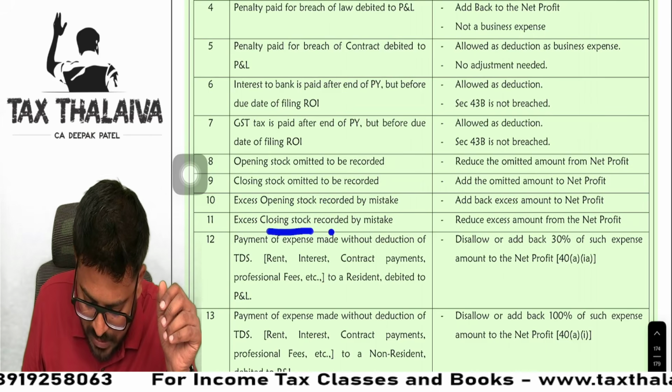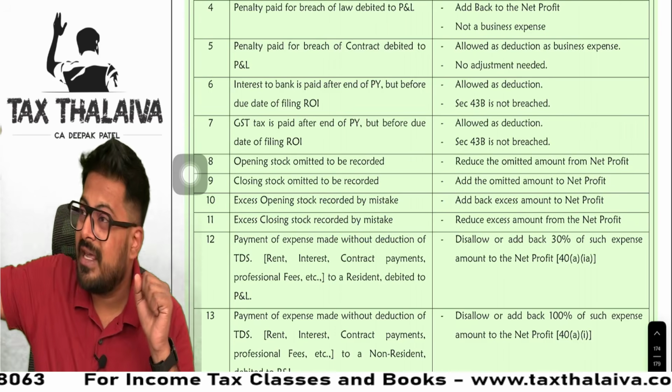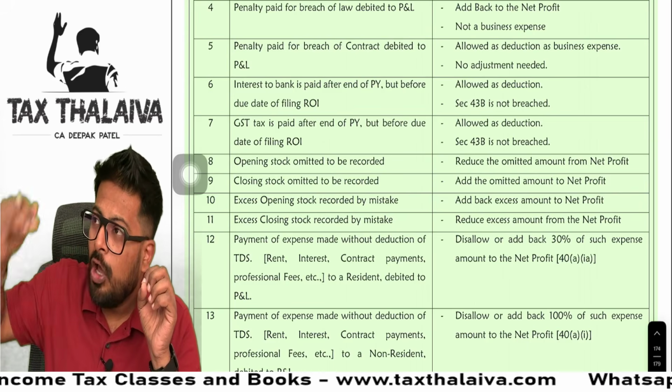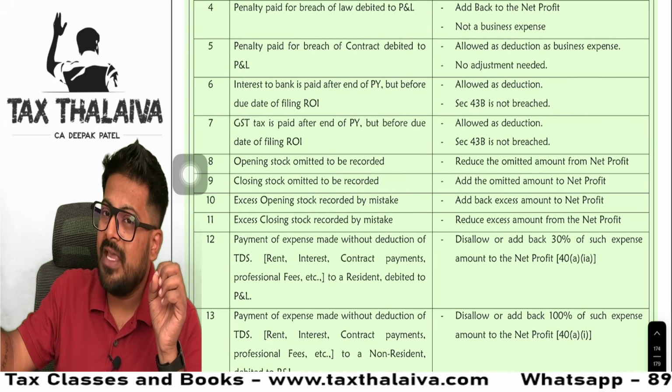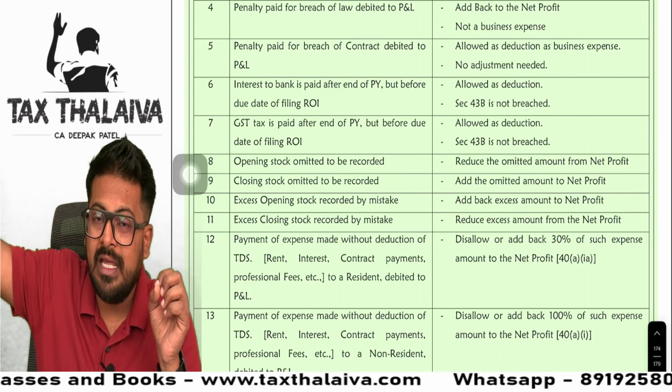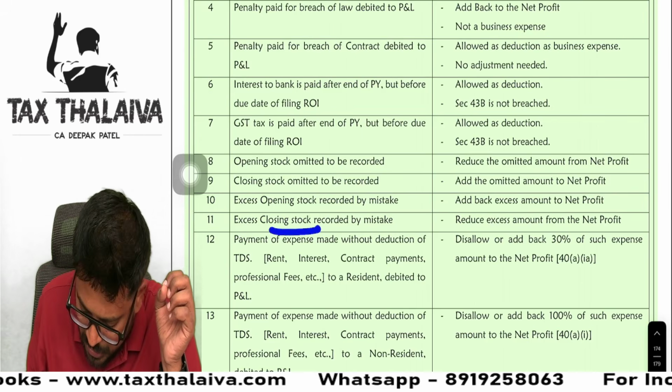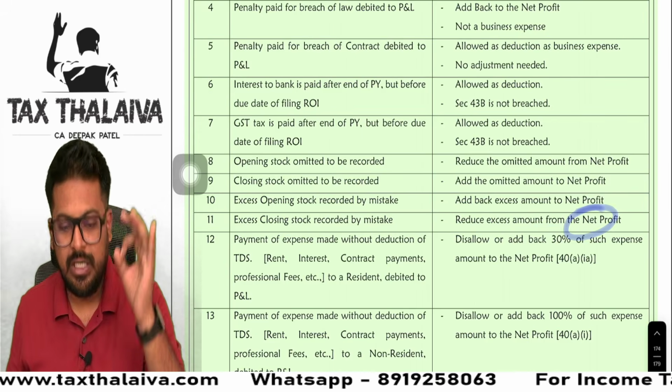Now coming to excess closing stock recorded by mistake. On the credit side of your profit and loss account, you have added more closing stock, which is already increasing your profit. So you have to reduce your profit. You will reduce this excess closing stock from the net profit.